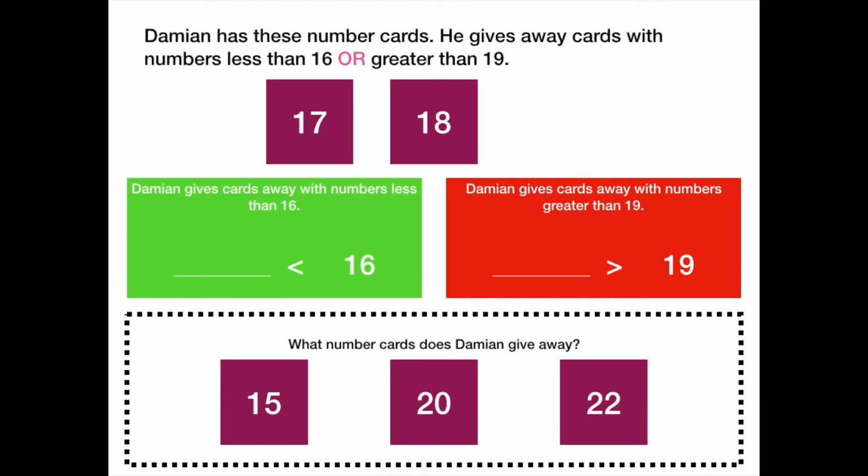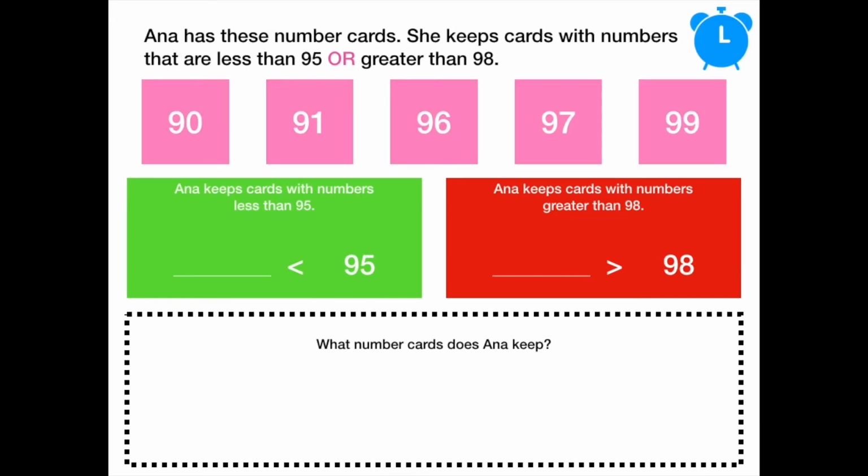Let's do one more. Anna has these number cards. She keeps cards with numbers that are less than 95 or greater than 98. Remember, only one of those things has to be true. The number can be less than 95 or greater than 98. Use paper and a pencil to try this by yourself. Pause the video before the clock disappears, then press play to check your answers.